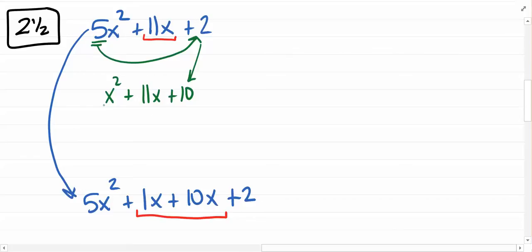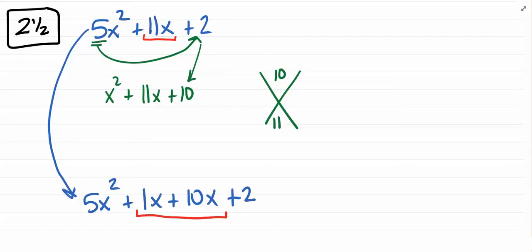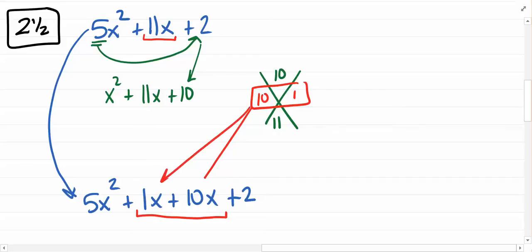Okay? Now, look what you have, you guys. You have a diamond problem where the 10 goes there and 11 goes there. And what two numbers do you need? Well, hopefully you see the two numbers that you need are 10 and 1, because 10 plus 1 make 11, and 10 times 1 make 10. So therefore, when you solve the diamond problem in the middle step, it tells you how to break up the middle term. That's how you do it.